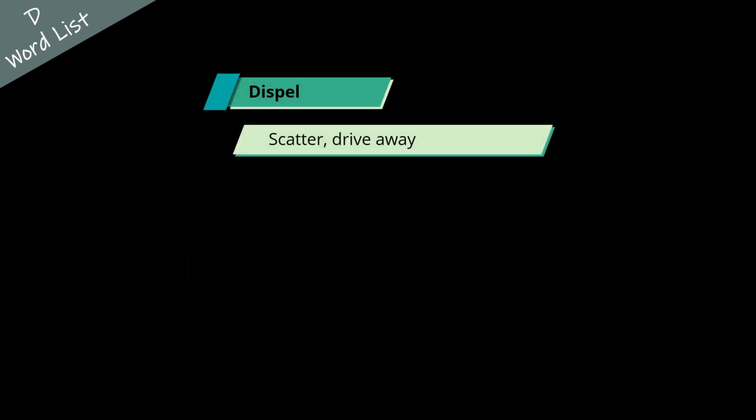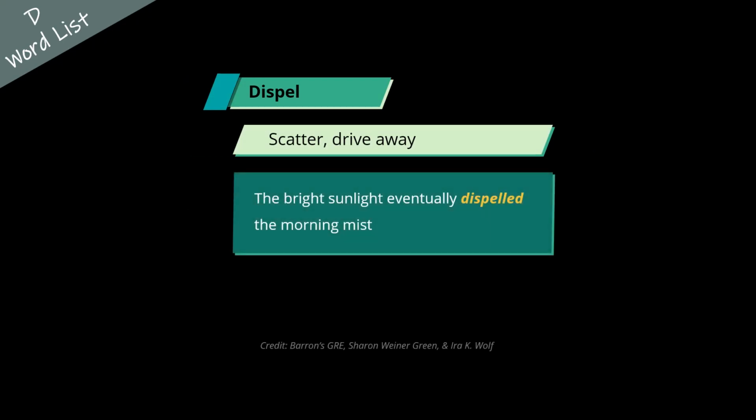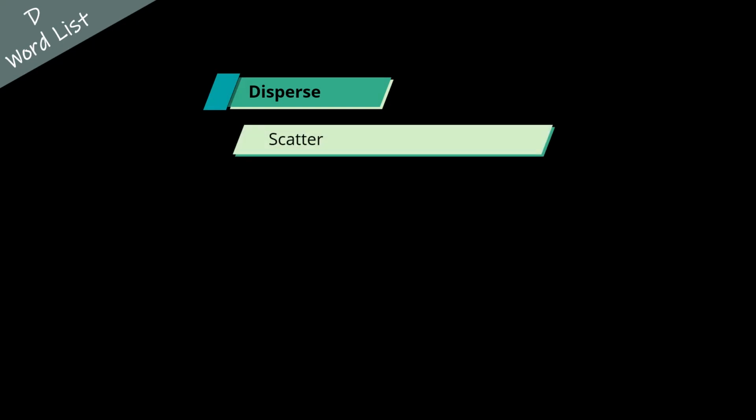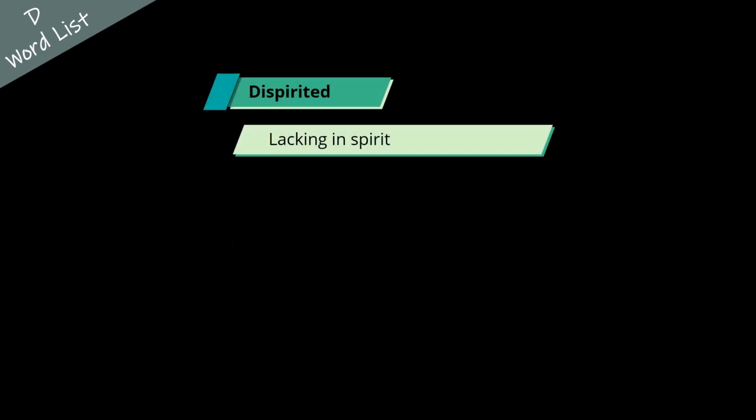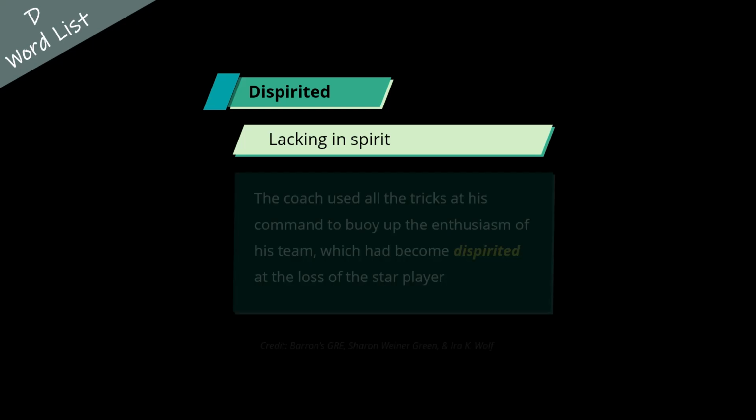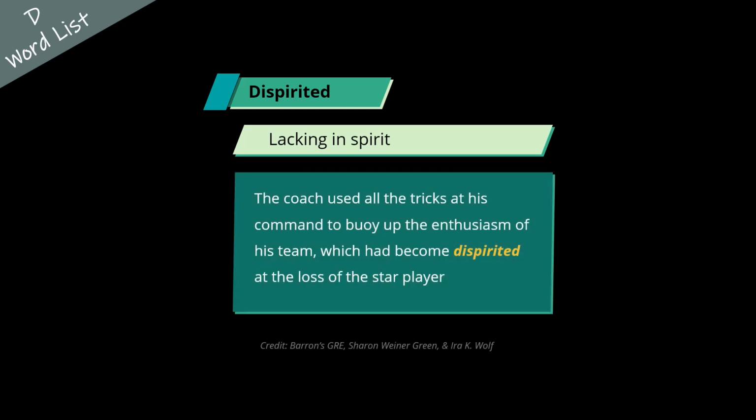Dispel means scatter, drive away. For example, the bright sunlight eventually dispelled the morning mist. Disperse means scatter. For example, the police fired tear gas into the crowd to disperse the protesters. Dispirited means lacking in spirit. For example, the coach used all the tricks at his command to buoy up the enthusiasm of his team, which had become dispirited at the loss of the star player.